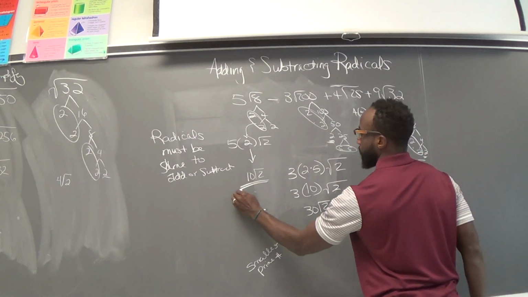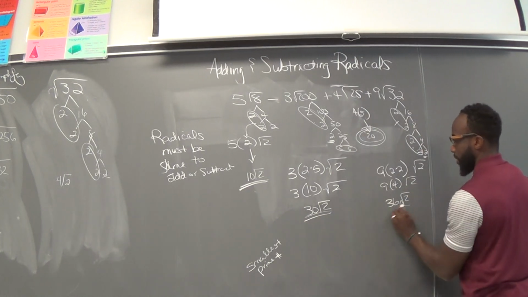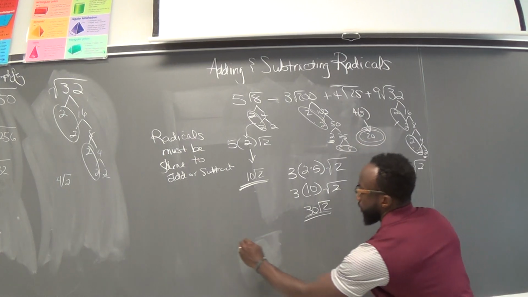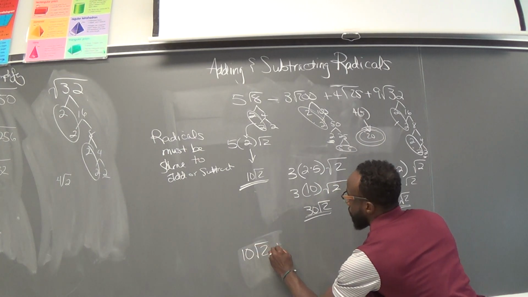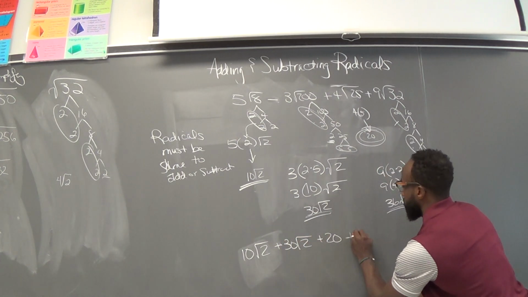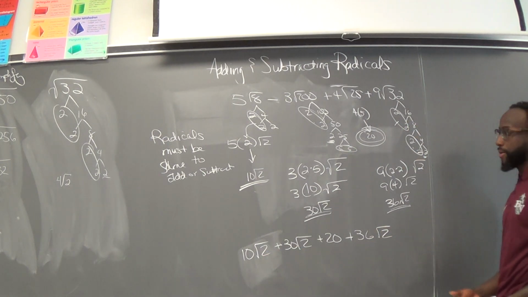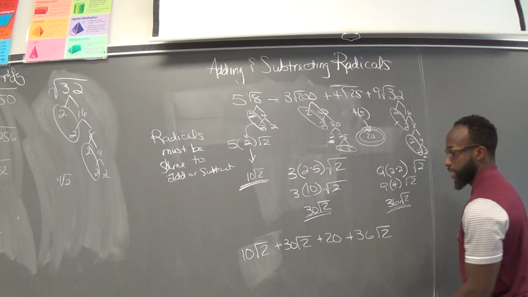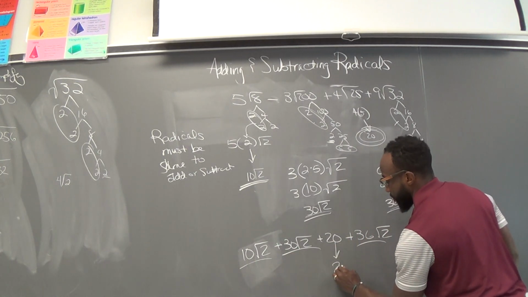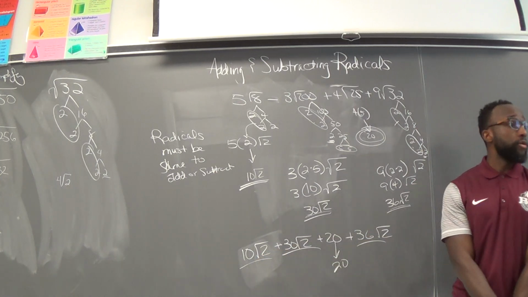All right, now we can rewrite our problem. So we got a 10 root 2, we got a 30 root 2, we got a 20, and then we got a 36 root 2. So our new problem is going to be 10 times the square root of 2 plus 30 times the square root of 2 plus 20 plus 36 times the square root of 2. Again, the square root of 2 is like an x, like a variable. So we're just adding our coefficients. This is a like term, and it comes straight down, right? It's gonna be 76 square root 2.